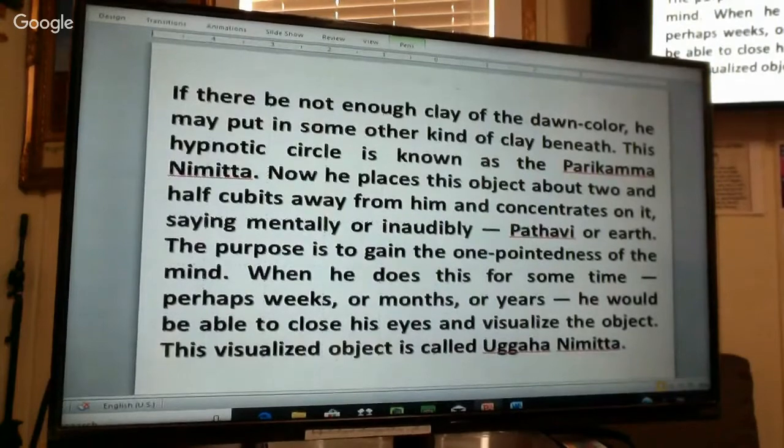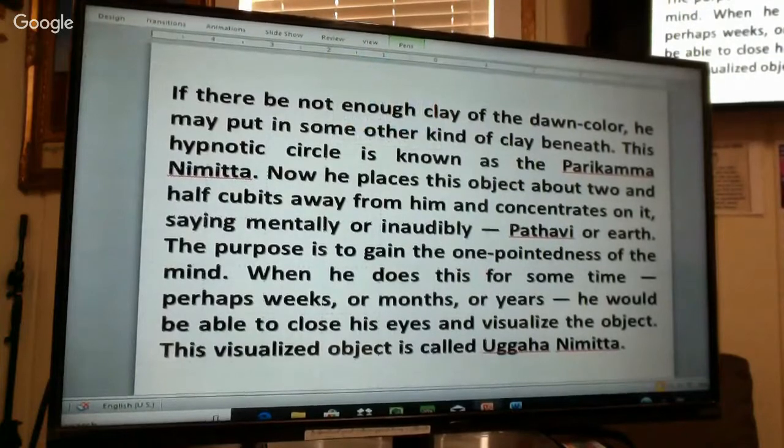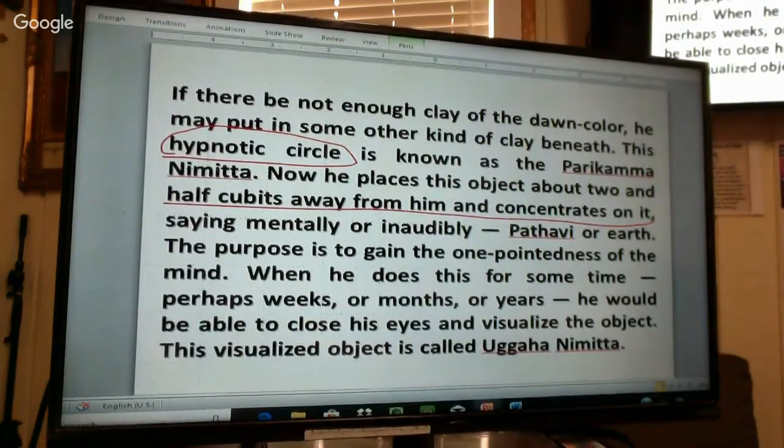Maybe that kind of meditation object you practice. The Parikama nimitta is known as the preliminary disc, the Pathavi Kasina in Pali, for your meditation practice. So you put that kind of object about two and a half cubits away from you and concentrate on it by looking with your naked eye and then seeing it mentally.